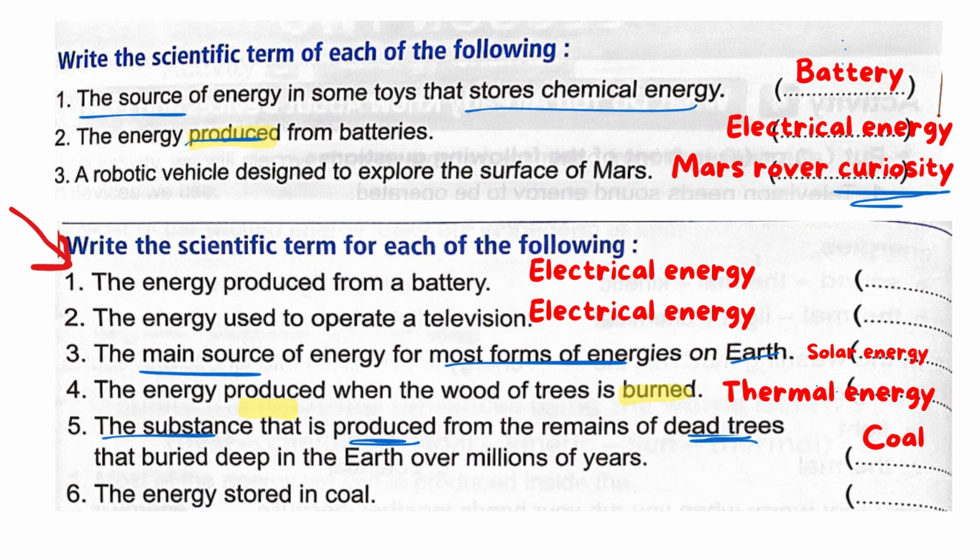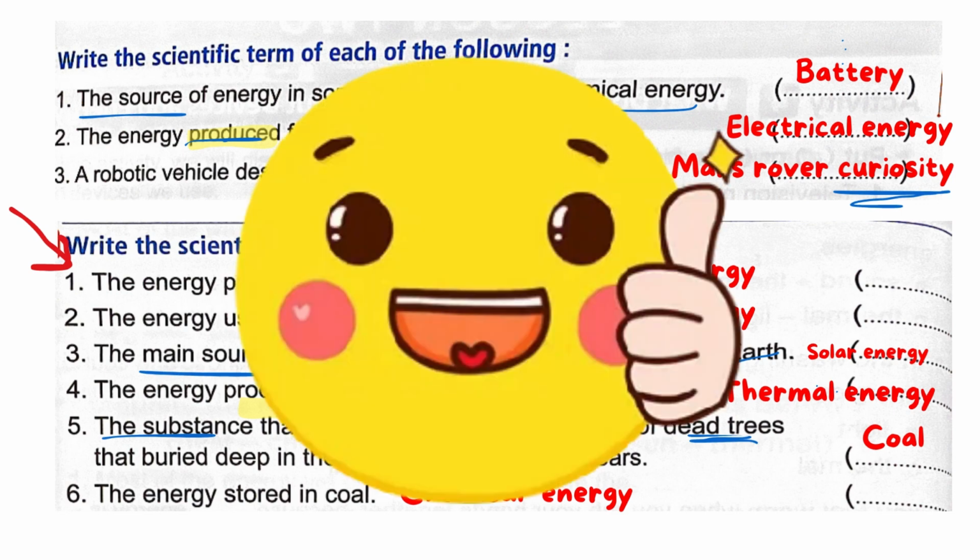question in this page. The energy stored in coal. We have just answered this question. The energy that is stored in the coal is chemical energy. So now we have batteries and coal store chemical energy. Okay, let us move to the next page.